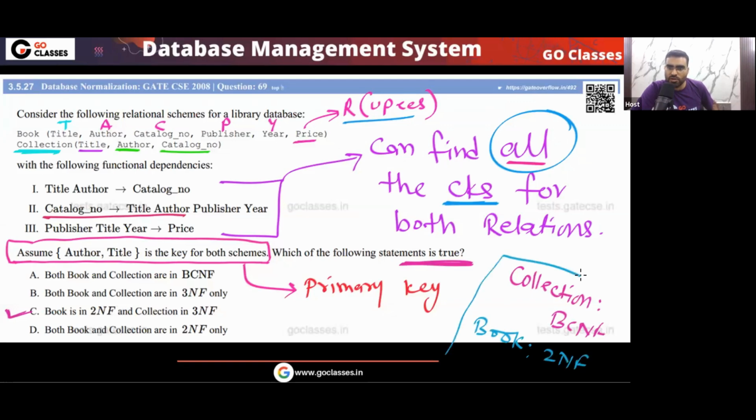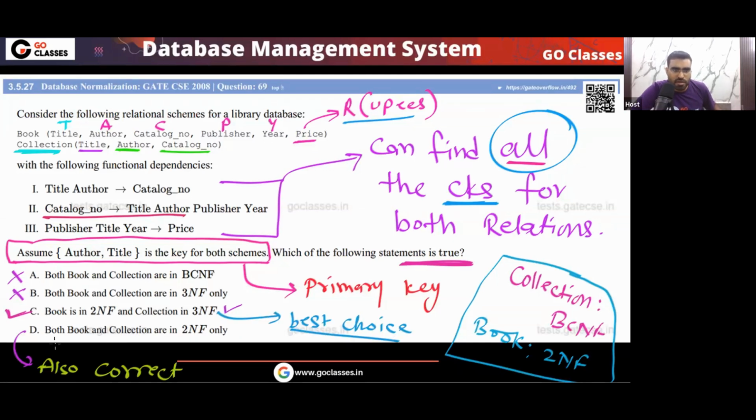This is actually the best answer. Remember, this is the best answer: collection table BCNF and book table 2NF. But from the options, which is the best option? See, this is clearly wrong. This is also wrong. These two options are wrong. This option is correct, and this option is correct. Which is the best option?